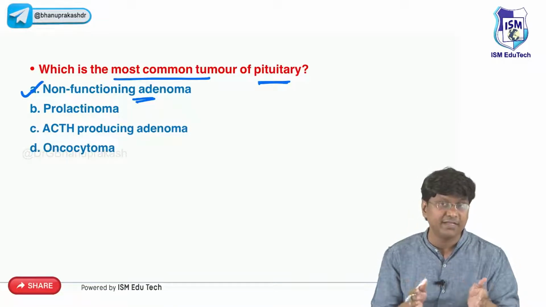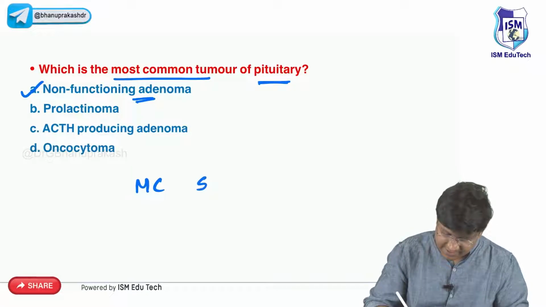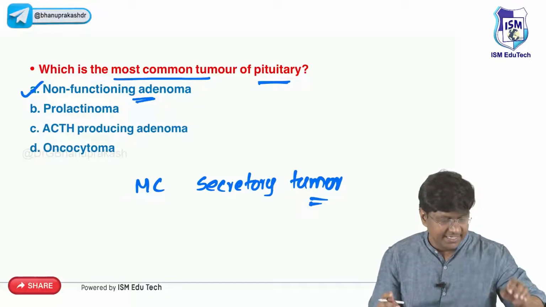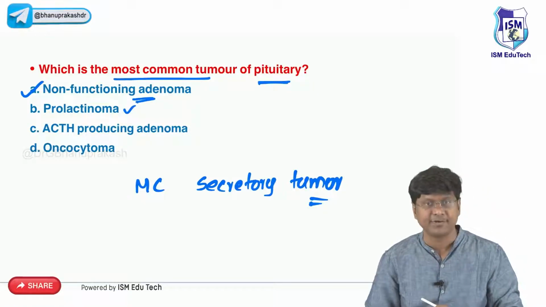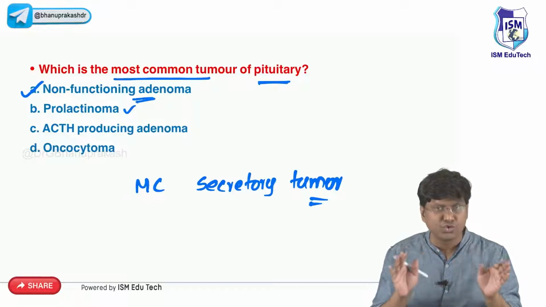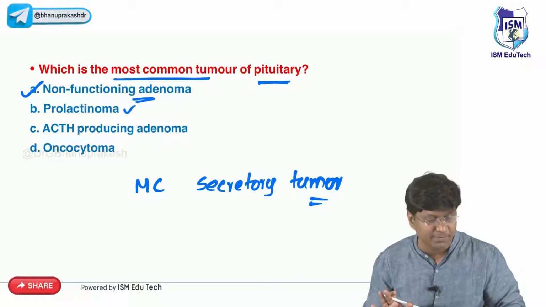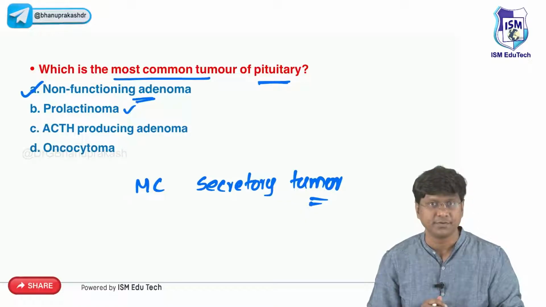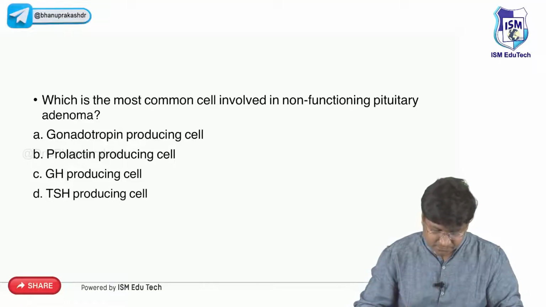Now, when will prolactinoma be the answer? If the question is asked, what is the most common secretory tumor, then the answer will be prolactinoma. But if there is no mention, then you should answer non-functioning adenoma. That is the most common tumor of the pituitary, okay? Having said that, we'll move on to the next question.